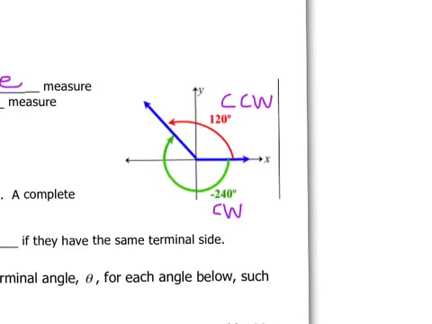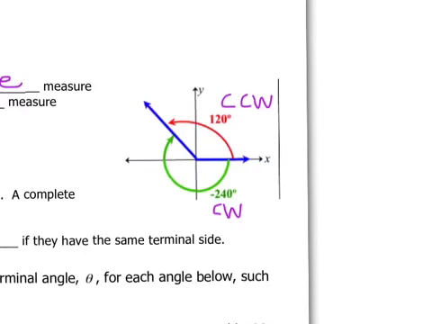Alyssa, what did you say? They have the same initial side. What else? And the same terminal side. Yeah, they have the same terminal side. Okay? They both start at the same place. They both end at the same place, but the angles are different.